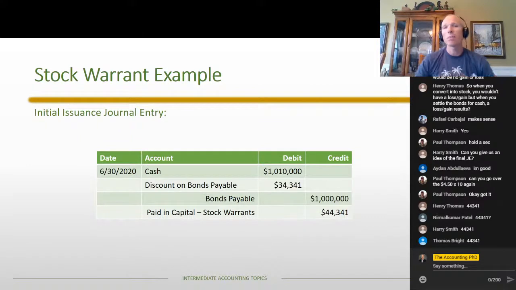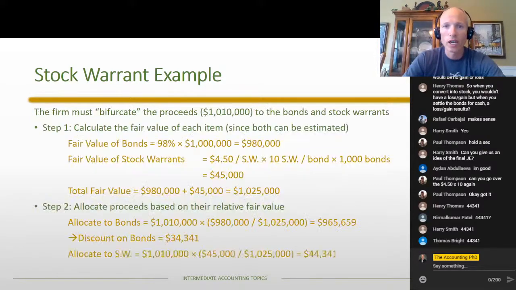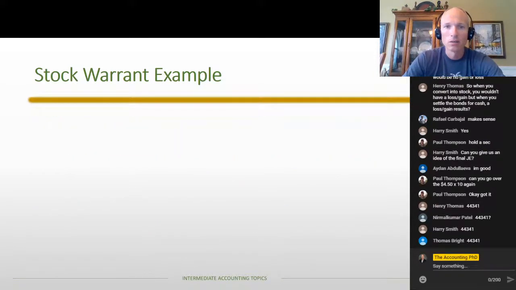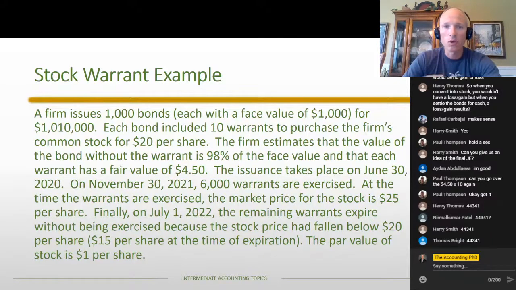And again, if you think about this from a very theoretical standpoint, people have given our company $44,341 just to have the right to buy our stock. That's what they've done. They've given us $44,341 for a right. So if we go back, it just says that gives them the right to purchase the firm's stock at $20 per share.